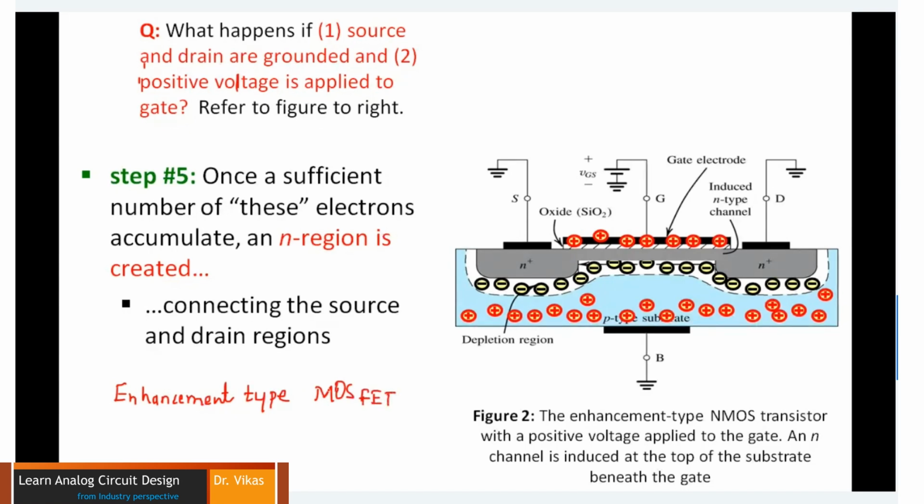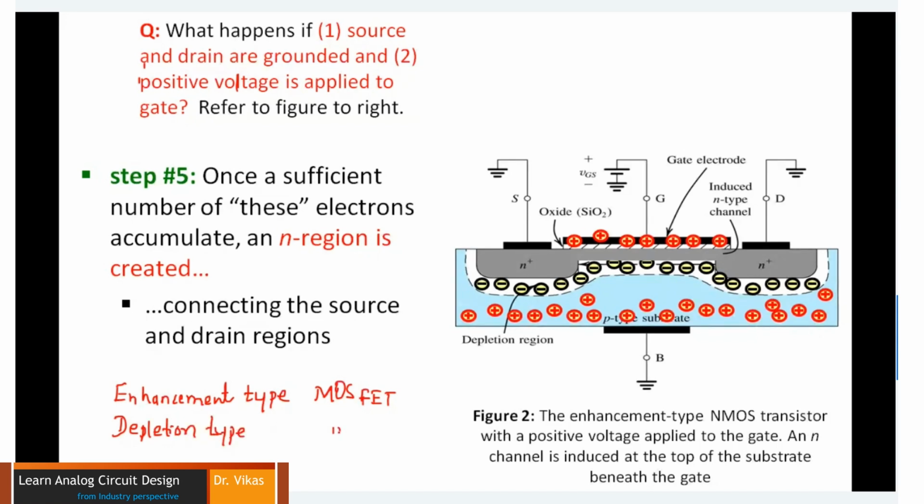Like I was telling in my earlier session, there are two particular types of MOSFETs. Now, suppose I create a MOSFET where the channel is predefined, built before I apply any VGS. Such kinds of MOSFETs are known as depletion type MOSFETs.